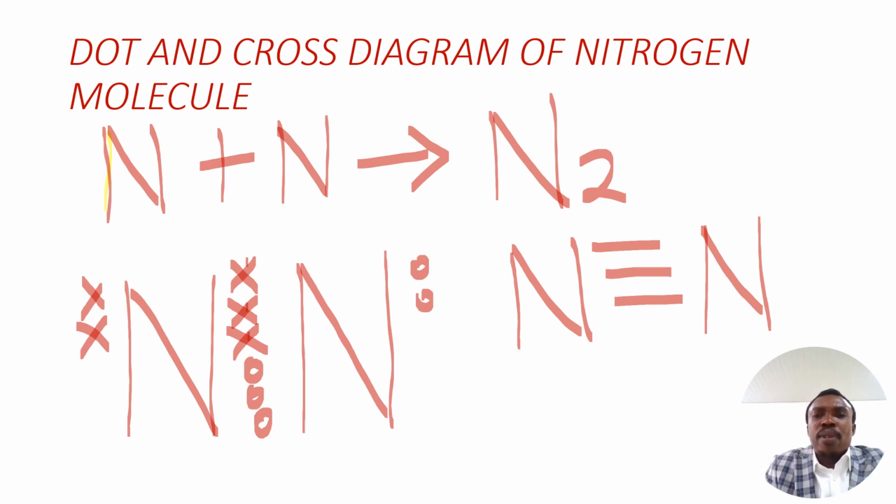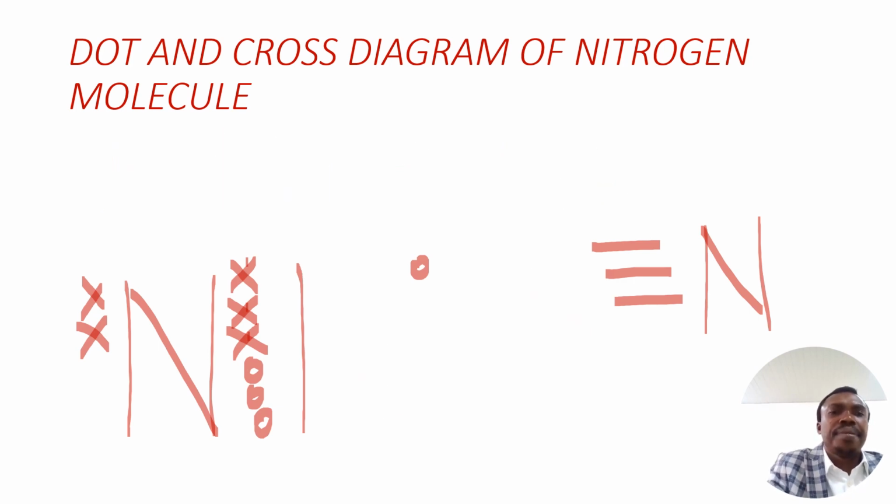Each of the atoms contributes 3 electrons for the bond formation. So this is an example of what? Triple covalent bond. We can also represent it using the shells, whereby we draw the shells and we represent the electrons using the dot and cross diagram. I have to erase this and represent it using the shells.